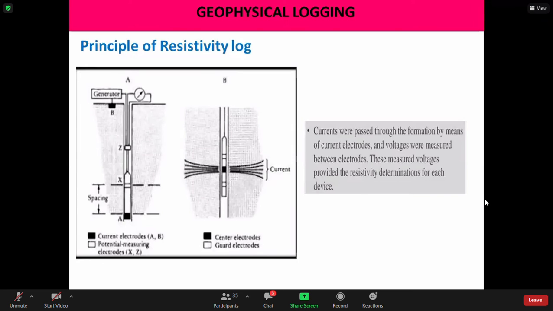So I think I also have to differentiate between the neutron log, induction log, and electric logs. Okay, the induction logs and the electric logs. What are the major differences?